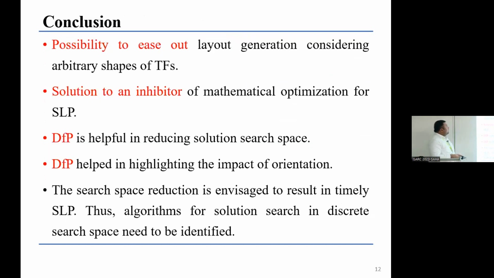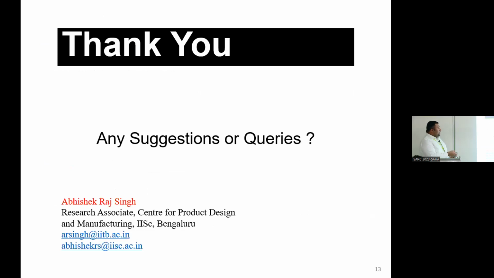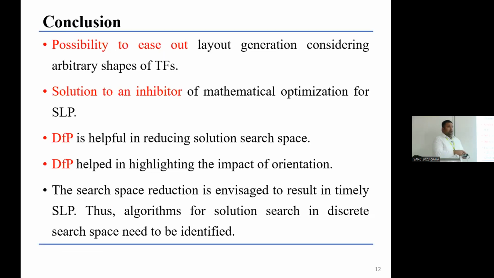To conclude, the research we have presented eases layout generation. It is not a solution that inhibits mathematical optimization, as more constraints can now be dealt with. Design for planning, which is a concept similar to design for safety, can help reduce the solution search space by promoting designers in the field of project management. It also highlights the impact of orientation, and the search space reduction is now envisaged to result in site layout solutions in a timely manner, so that construction can happen quickly.